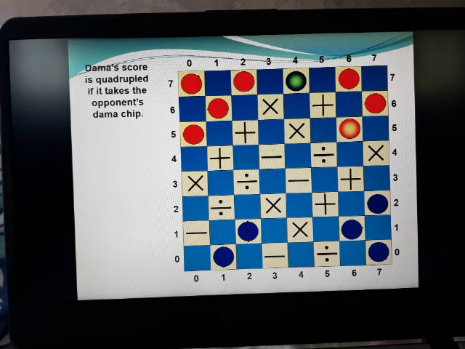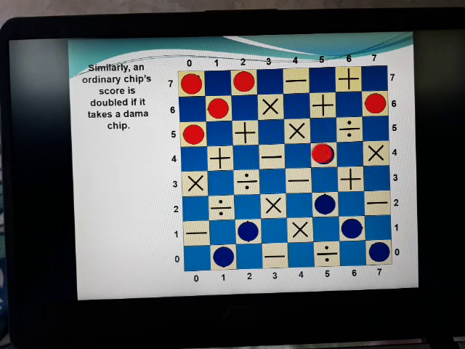So Dhamma's score is quadrupled if it takes the opponent's Dhamma chip. So if Dhamma to Dhamma, the score is multiplied by 4. So 4 times blue Dhamma multiplied by red Dhamma. Then another, similarly, an ordinary chip's score is doubled if it takes a Dhamma chip. For example, this red chip takes the blue Dhamma. So the score is doubled, so 2 times red plus blue Dhamma. Then red times blue.